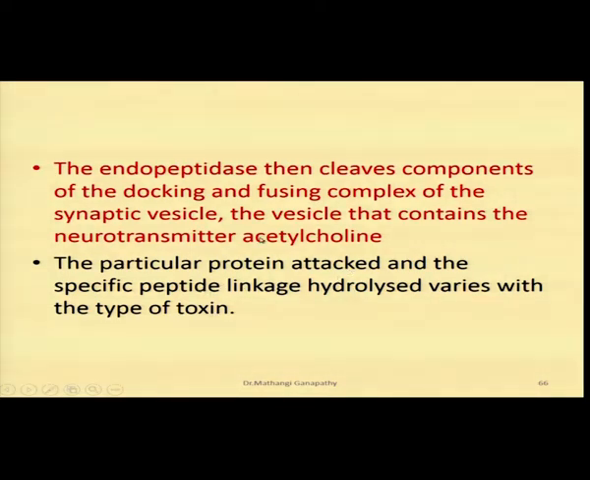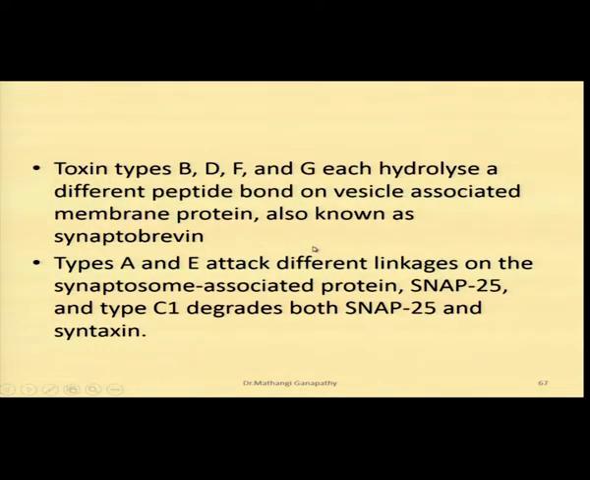But here, the particular protein attacks and the specific peptide linkage is hydrolyzed. It varies. What protein is attacked in the synaptic vesicle and what the specific peptide linkage is depends upon the type of toxin, like type A, type B, type E or type F. Each has a specific activity. But the ultimate result is that the release of acetylcholine from the synaptic vesicle is prevented, thereby blocking signal transduction.